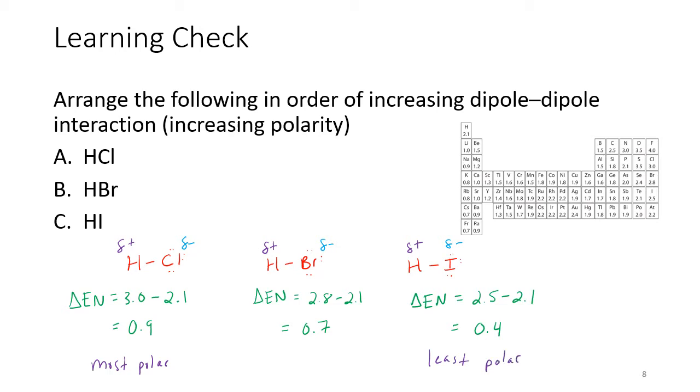The most polar molecule is going to have the strongest intermolecular forces between it. So those dipole-dipole interactions are going to be stronger in HCl than they are in HBr. The dipole-dipole interactions in HBr will be stronger than they are in HI. So ranking our three molecules in order of increasing dipole-dipole interaction, we'll have HI with the weakest, followed by HBr in the middle, and then HCl will be the strongest dipole-dipole interactions.